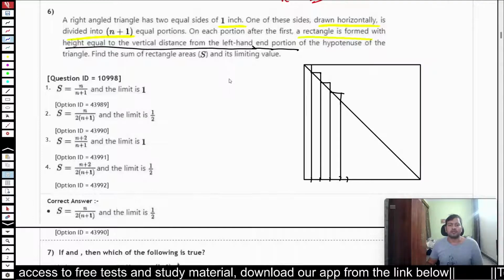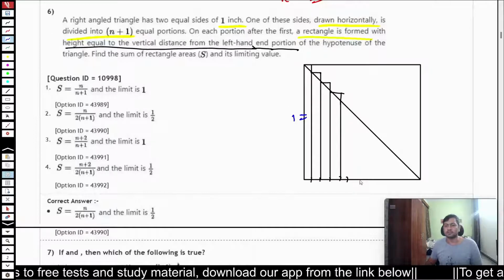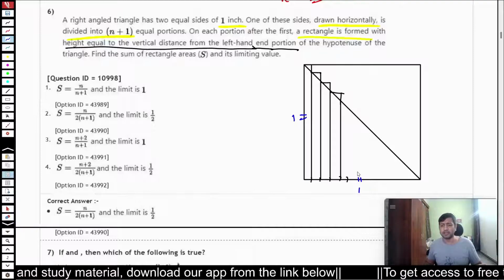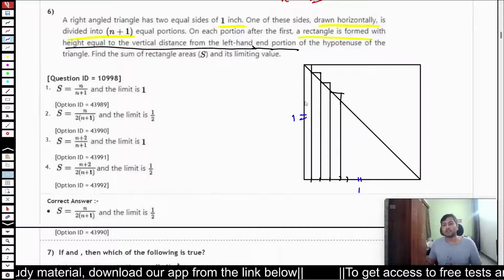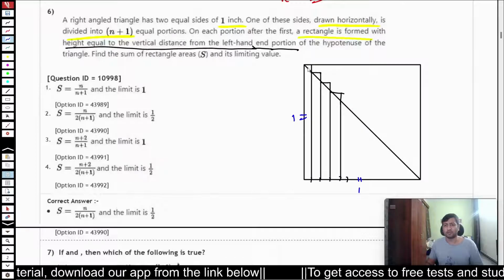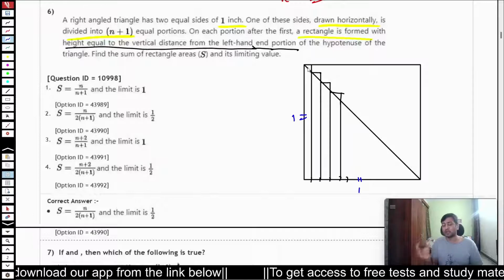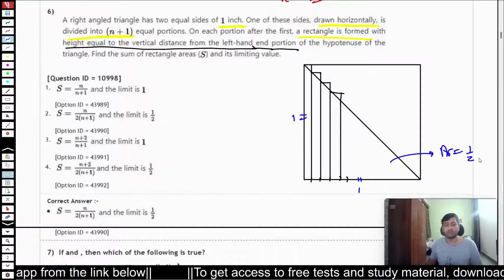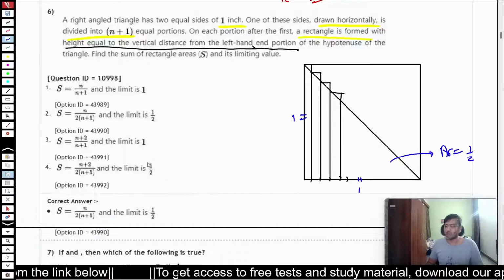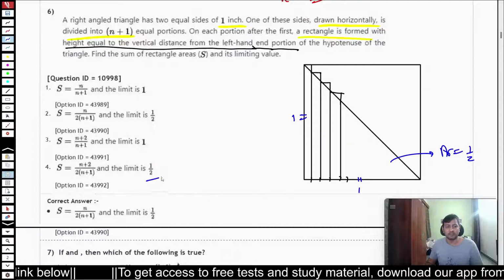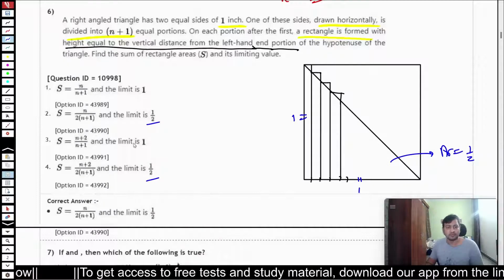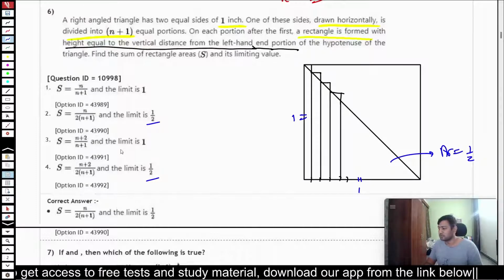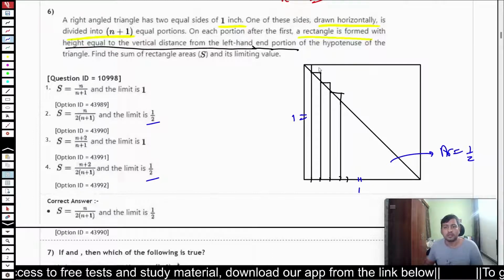The limiting value is very easy. This is 1, this is 1. So as you keep on increasing n, this is basically integration. So this is basically the area under the curve that I am finding here. The larger I take n, the closer it becomes to the area of the triangle. The area of the triangle I know is equal to half into base into height. So one thing is clear: either this will be correct or this will be correct. Either n upon twice into n plus 1 or n plus 2 upon twice into n plus 1.